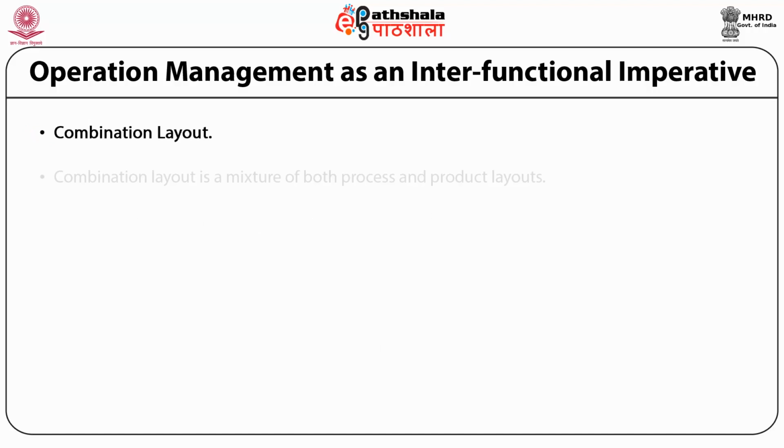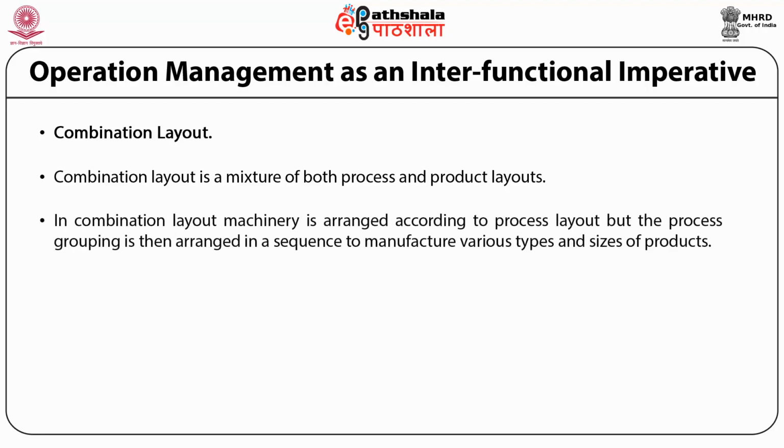Combination layout. Combination layout is a mixture of both process and product layout. A combination layout is possible when an item is being made in different types and sizes. In combination layout, machinery is arranged according to process layout, but the process grouping is then arranged in a sequence to maintain various types and sizes of products.